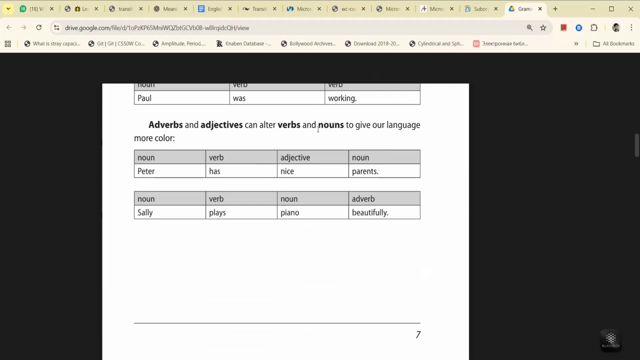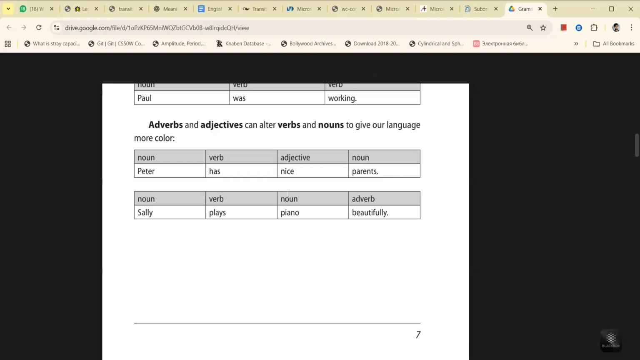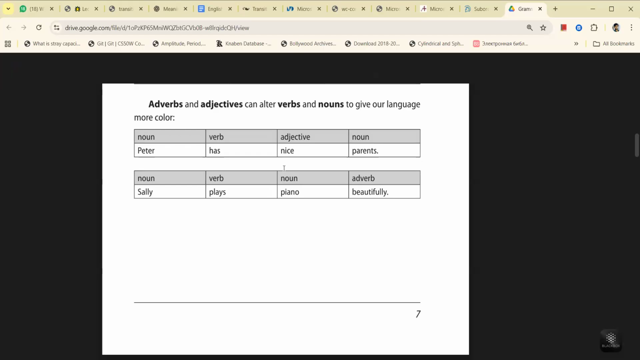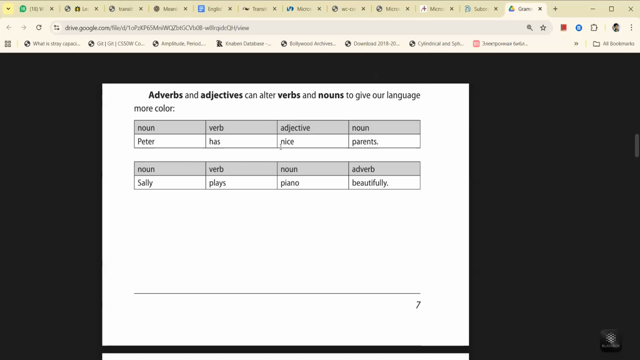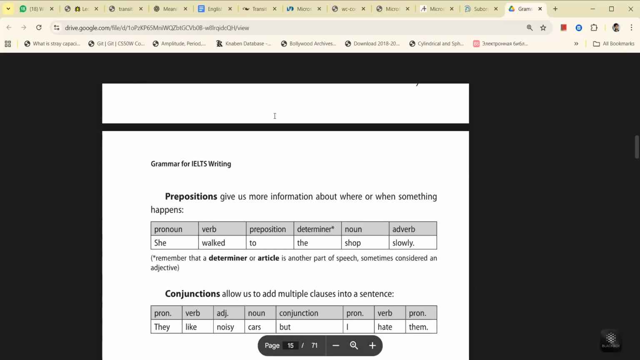Adverbs and adjectives can give our language more colors. If we are using adjectives, it means we are polishing or upgrading our language in a more effective way. Peter has nice parents. Sally plays piano beautifully. So here you see how adjectives and adverbs help in sentences.